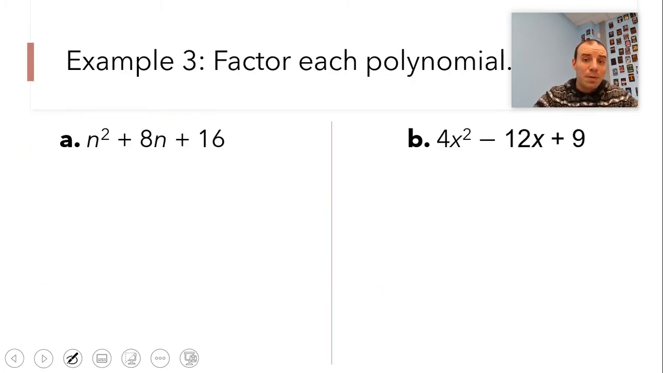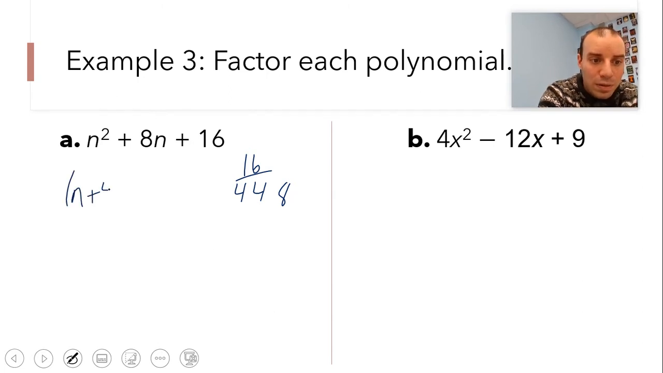So for example, on this particular problem, letter A, it's very easy to just factor this normally, right? If we think about things that are going to multiply to 16 and add to 8, obviously it's 4 and 4. So I'm going to get n plus 4 times n plus 4.